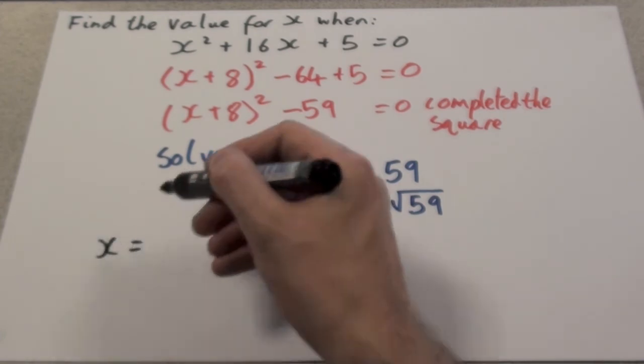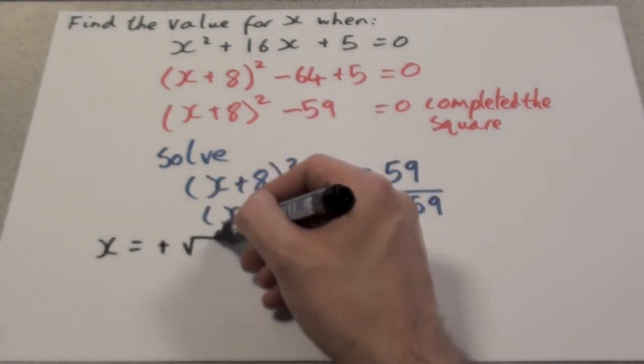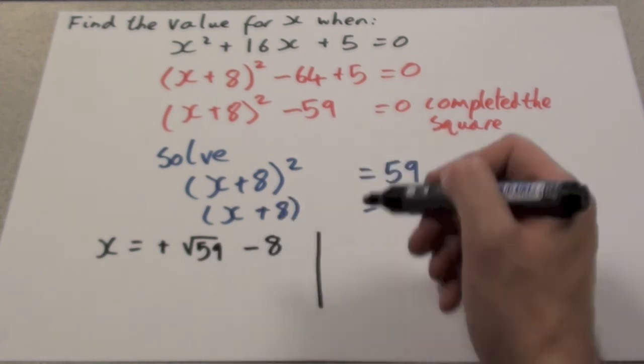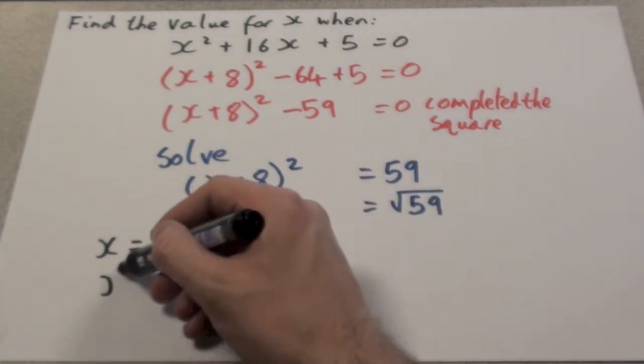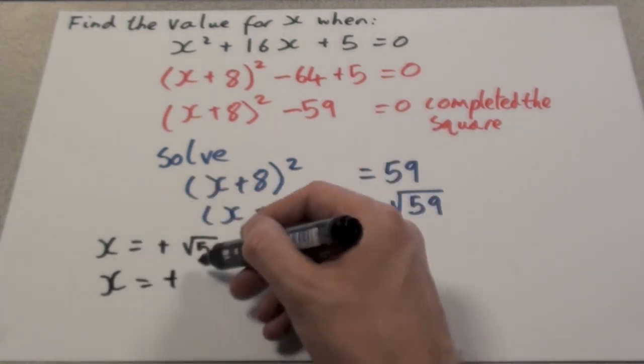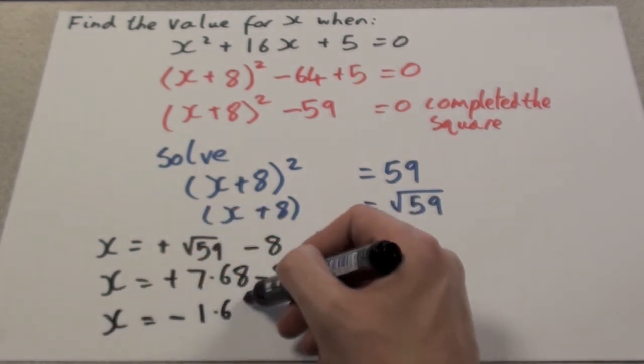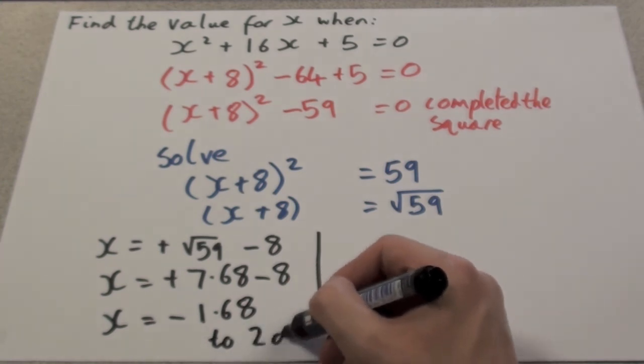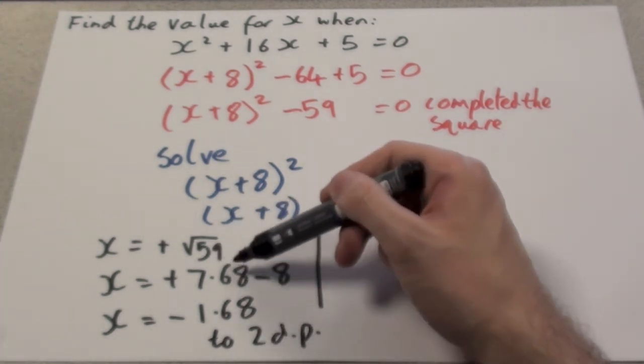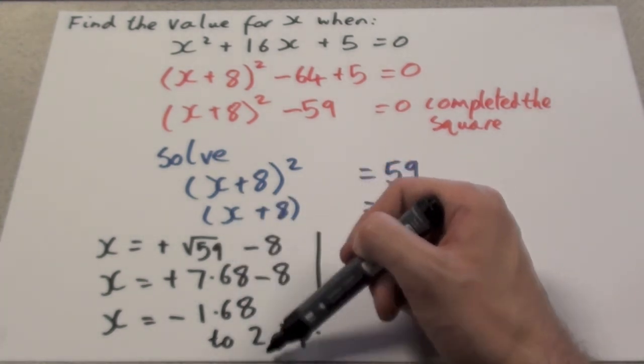So on this side I'm going to take the positive square root, so x equals the positive square root of 59, take away 8, and at this point I'm going to round to 2 decimal places, although you should keep full calculator accuracy until the end. We find that my first solution is minus 1.68 to 2 decimal places.